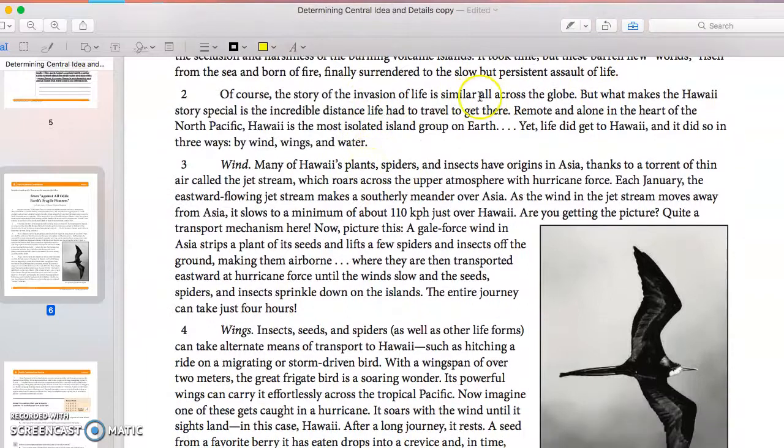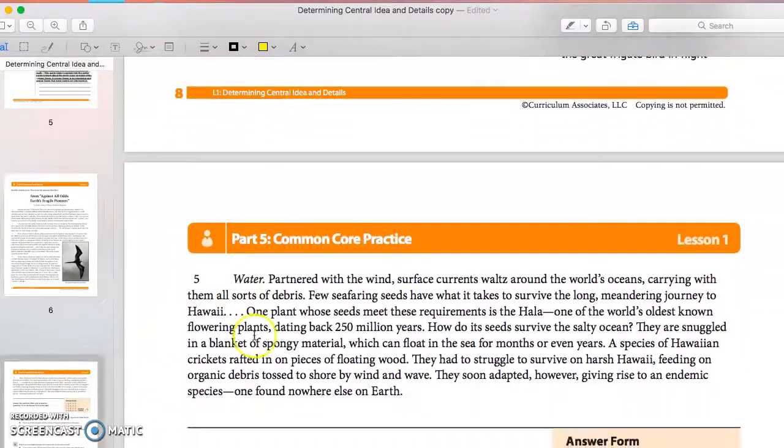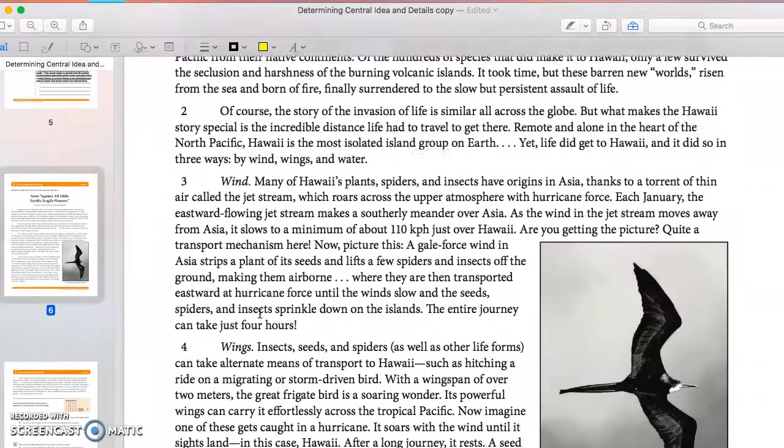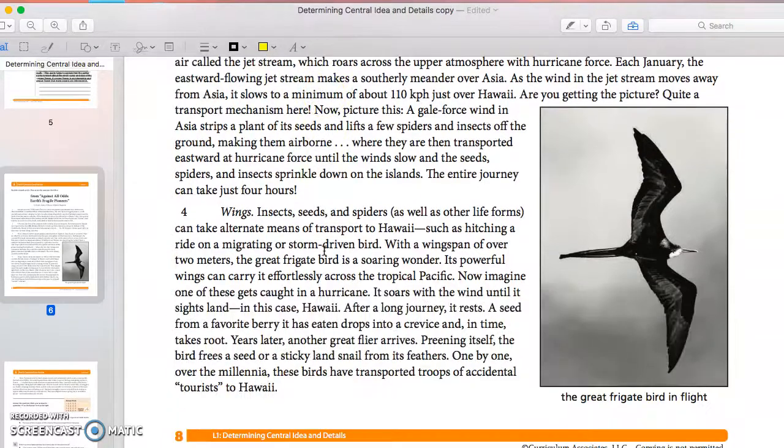Okay, it's similar across the globe, but what makes Hawaii's story so special is how hard it was to get there, right? It's an island. They either had to be carried by the wind, they had to fly there, or they had to come across the water. So now it's going into wind, wings, and water. Okay? Wind, wings, and water, we're talking about species, different animals. So we really want to make sure when we're looking for the answers, it's explaining all the different distances of how they got to Hawaii.